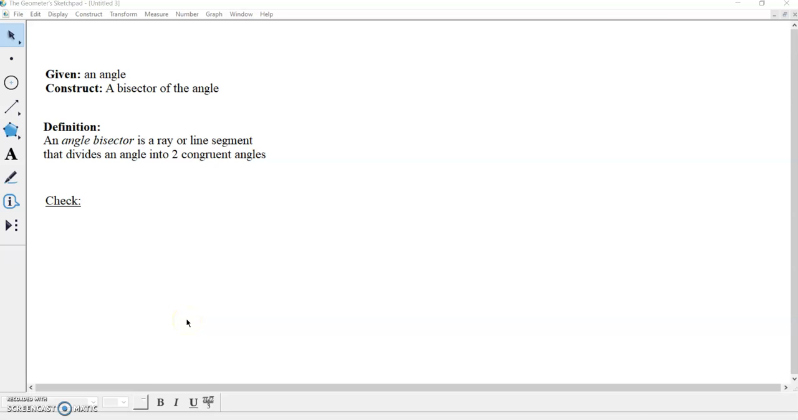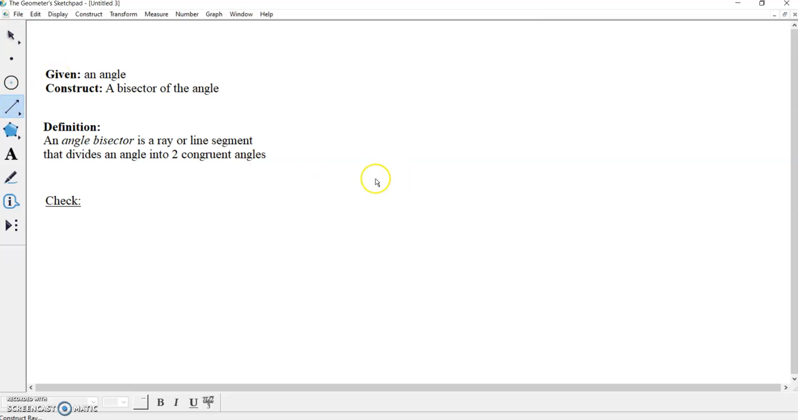Hello, in this video we will be exploring how we can construct a bisector of an angle using Geometer's Sketchpad. So if we look up in this left-hand corner, when we are working with constructions, we are first given information. What we're given here is an angle. So that's what we start with.